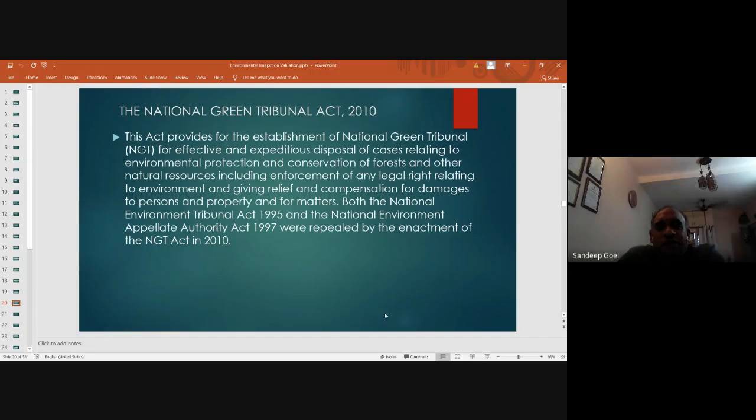Both the National Environment Tribunal Act 1995 and the National Environment Appellate Authority Act 1997 were repealed by enactment of the NGT Act in 2010. What do you mean by repealed? Repealed means they have been put null and void, both these acts, by coming into force of the NGT Act in 2010.